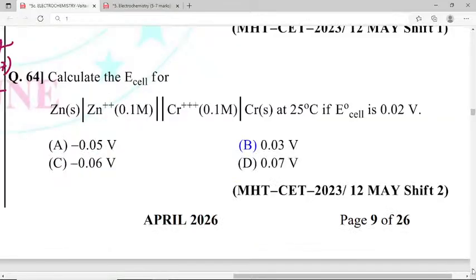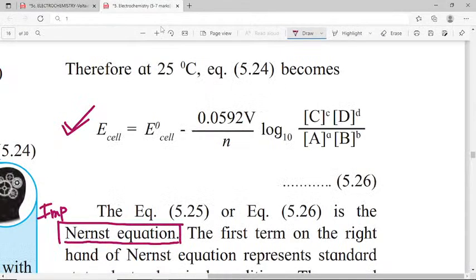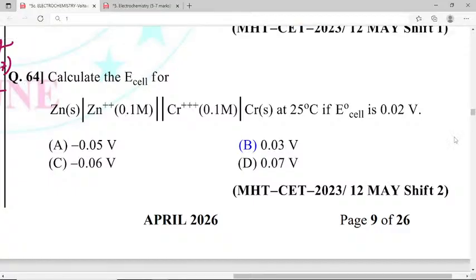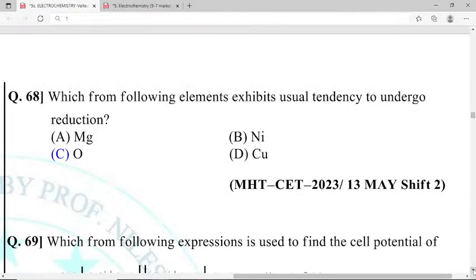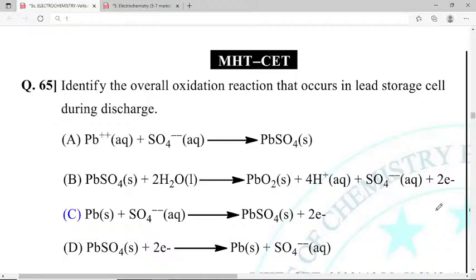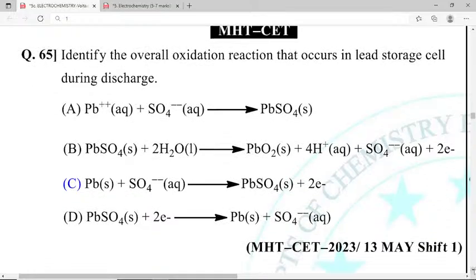Calculate the E cell. So again the Nernst equation we have to use. E cell equal to E naught cell minus 0.059. Get it, everyone? Nernst equation. So this is very important. Use the Nernst equation and we'll get the answer. Same question repeated in 2023-22. Identify the overall oxidation reaction that occurs in a lead storage battery. Same repeated question. Pb gives Pb2 plus, lead sulfate.